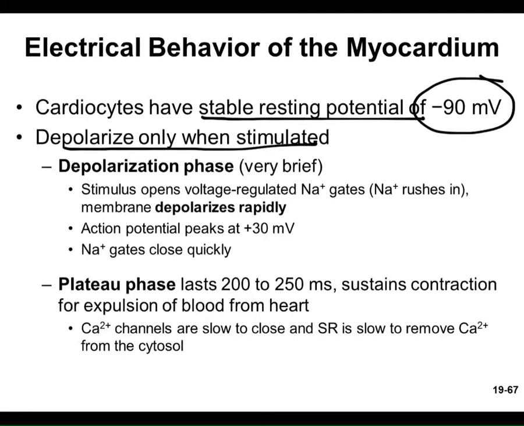So the signal comes from where? The signal is going to come from the SA node. That depolarizing event is now going to do what we already know and love. It's going to cause a depolarization of the muscle cells. They will peak up to positive 30, and we know what happens, but there's a difference here, and this is a really, really cool difference.